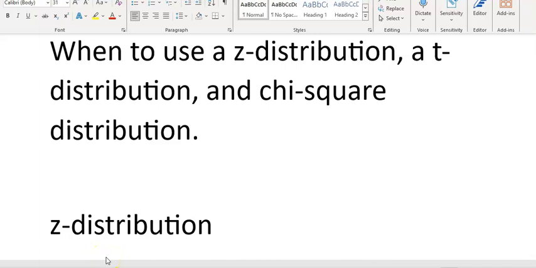Hey, VStat. Before we begin today's lesson on chi-squares, got a good question for you. Chi-squares is a whole new distribution, but I want you to know when to use a z distribution, a t distribution, and a chi-square distribution. Let's go backwards a bit.